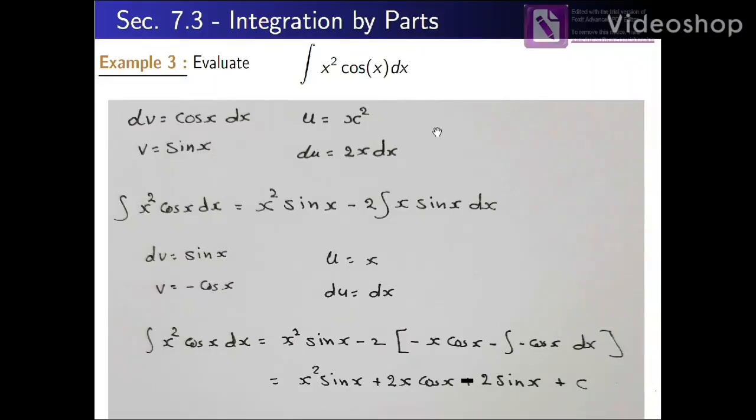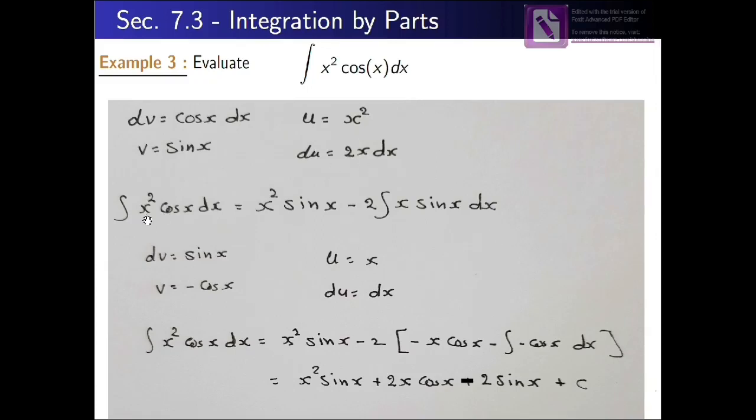So example 3, evaluate the integral of x squared cosine x dx. In this example, we will choose dv equal to cosine x dx, and we will choose u equal to x squared. So from dv we find that v is equal to sine x, because we integrate cosine x dx, and this will give us sine x. And here we have u equal to x squared, that means du is equal to 2x dx.